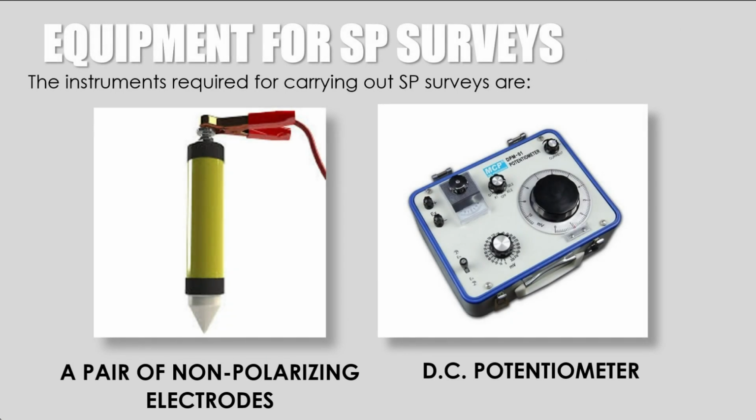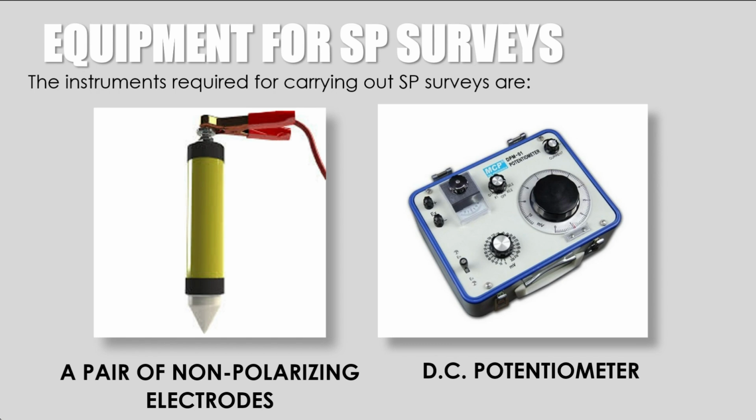Equipment for SP surveys. These are the instruments required for carrying out an SP survey. One is a pair of non-polarizing electrodes. These are special electrodes that don't interfere with natural voltage in the soil. One is fixed in one spot, called the reference electrode, and the other one moves around to different locations, called the moving electrode. 2. A DC potentiometer or a voltmeter.